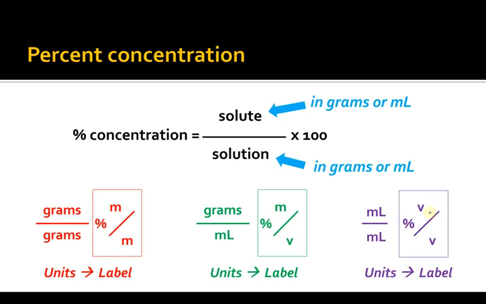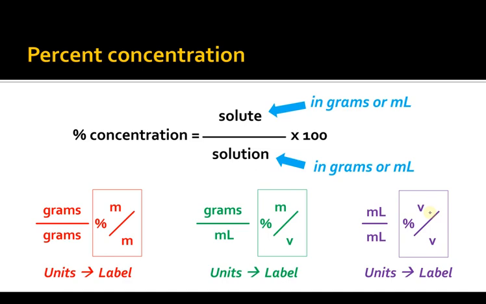So those are our three common ways of calculating percent concentration. You'll notice there's one missing. We don't really ever have volume on the top and mass on the bottom. So that's the one of the four combinations that's left off of this group of three. And so you've only got three to contend with.